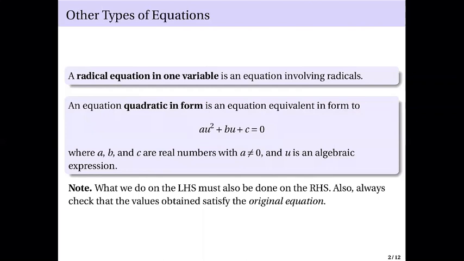Now in solving radical equations, the checking part is very important. Always check that the values obtained satisfy the original equation. There are a lot of times when you've obtained some values after solving a radical equation, and some of them may not be an actual solution of the original equation. So the checking part is really important, as you will see later in our examples.